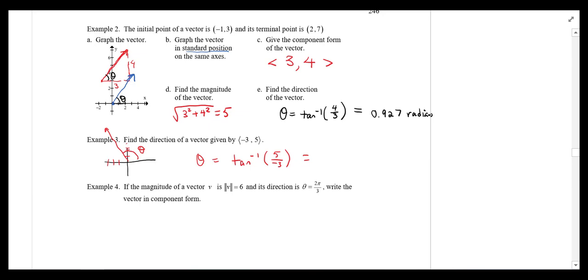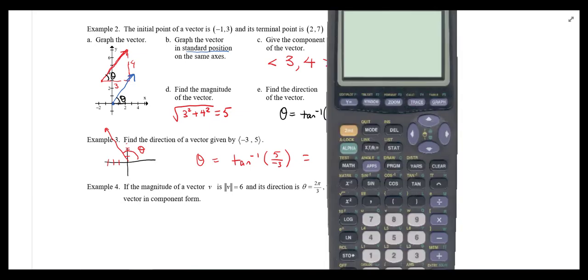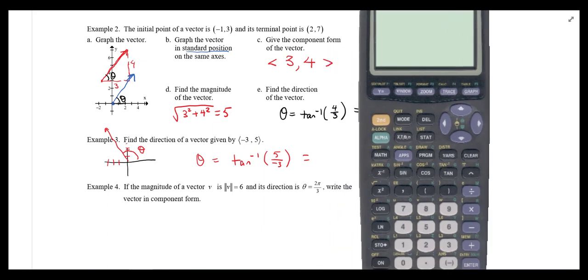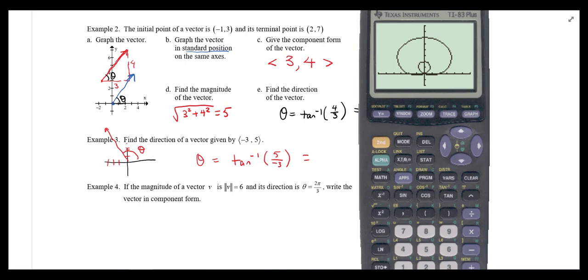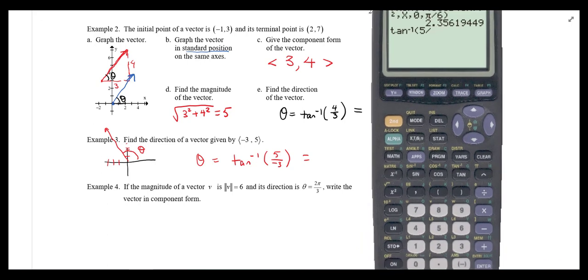And if you think about this, and you do this in the calculator, I will actually do that with you this time. Turn it on, calculator, go to here, arctangent 5 divided by negative 3. Where's my negative button? Oh yeah, negative 3. I got negative 1.030.